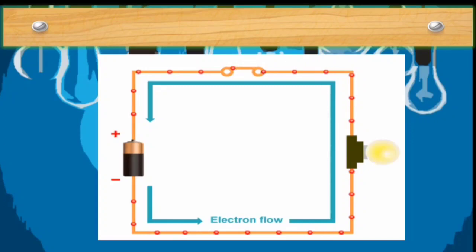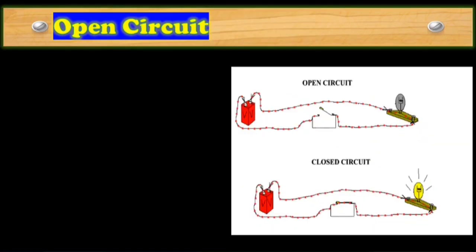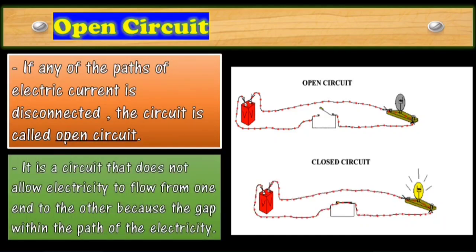This time, study the diagram. What can you observe about this diagram? Very good. This is an open and a closed circuit. An open circuit: if any of the paths of electric current is disconnected, the circuit is called an open circuit. It is a circuit that does not allow electricity to flow from one end to the other because of the gap within the path of the electricity. So that is an open circuit.